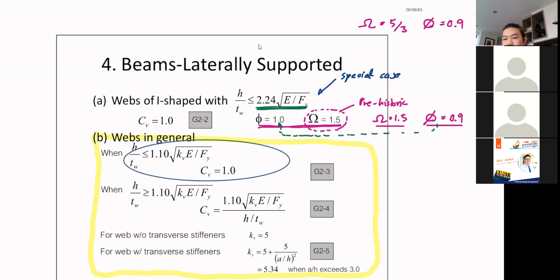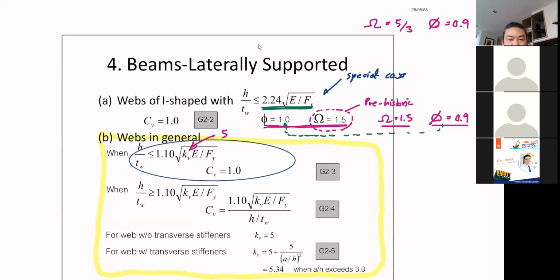Now, this is a universal formula. Kv, for now, you don't have anything to do with it. You can leave it here, but there's a note saying that for a typical beam, Kv is equal to 5. So you can plug in Kv equal to 5 here. But I prefer to include everything, so in the future, if you encounter a problem like this, you know what it is.